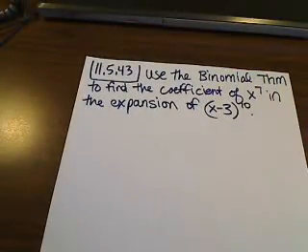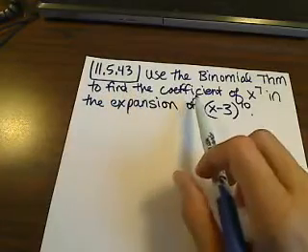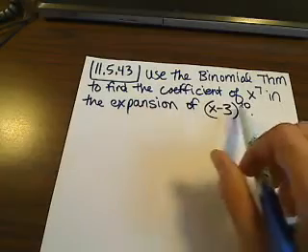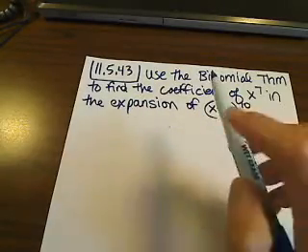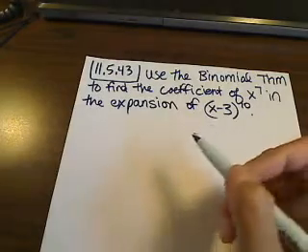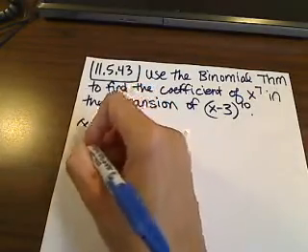Okay, so this is problem 11.5.43. They ask us to use the binomial theorem to find the coefficient of x to the 7th in the expansion of (x - 3) to the 10th. Okay, and so what we want to do here, the binomial theorem, it looks like this.